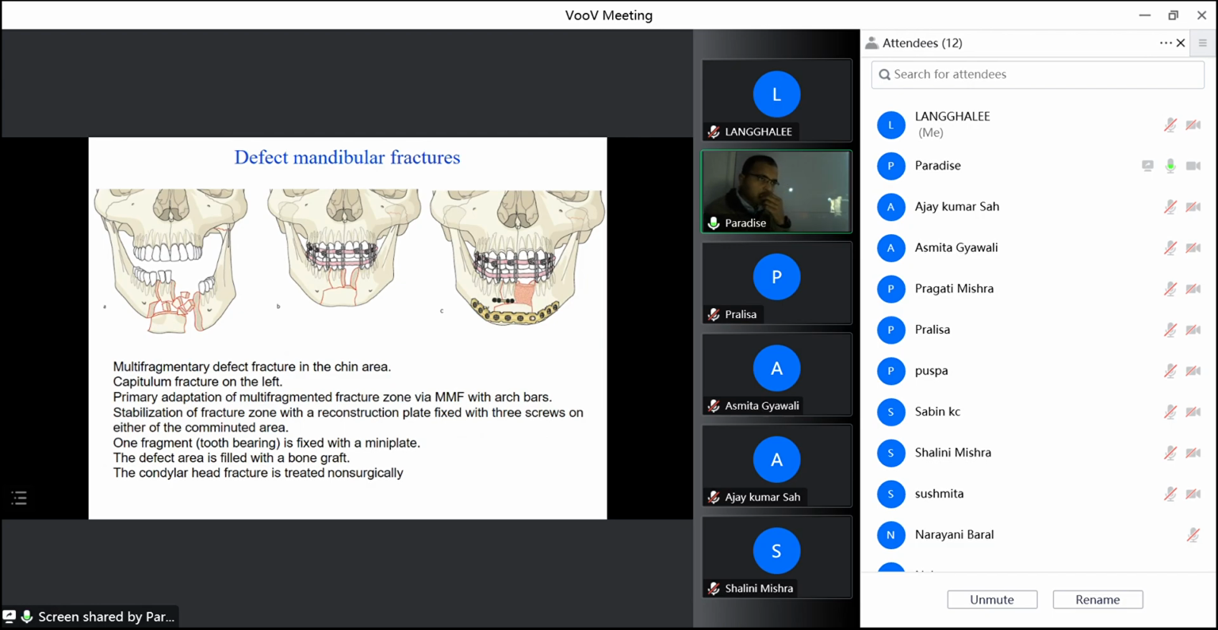So in this case, you can see there is comminuted fracture in the anterior mandible. The bone loss is there, so there is defect as well as there is condylar head fracture in the left side. Left condylar head is fractured. Now what will you do in this case? What is the treatment for condylar head fracture in case of adult patient?